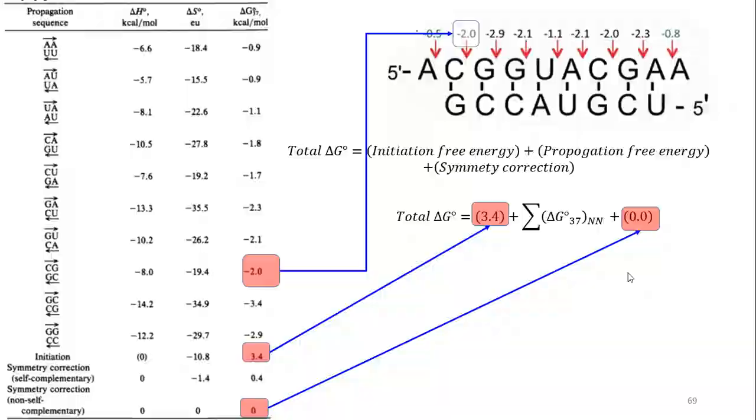We add it over here. So once you add everything, you might end up with the total free energy that is released when such secondary structures are formed. It is quite simple, okay.